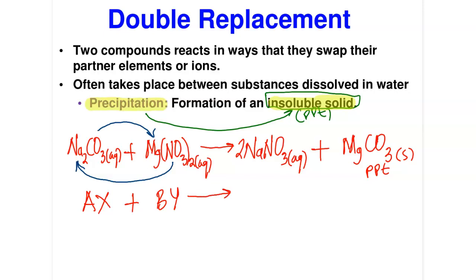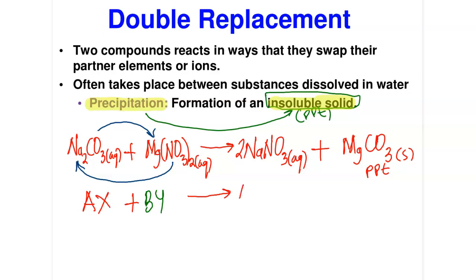Okay, I'm going to use a different color for this one particularly. So it's going to be AX plus, I'm going to use another different color, BY. So if they exchange their partners, what are they going to form? Remember what I said? B is the metals. So that means this will go join this one.